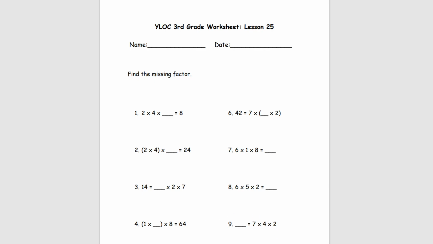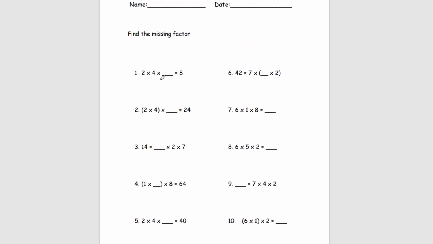Today we'll be reviewing Outlook Theory Worksheet lesson number 25, and to start off, we're going to be checking out which one is the missing factor. So, looking at number 1, we have 2 times 4 times blank equals 8. In order to find our blank, we should first multiply these two together. And 2 times 4 is the same thing as 4 plus 4, and 4 plus 4 is just 8. And then now we have 8 times blank equals 8. And we know that anything times 1 will be itself. So number 1 is just 1.